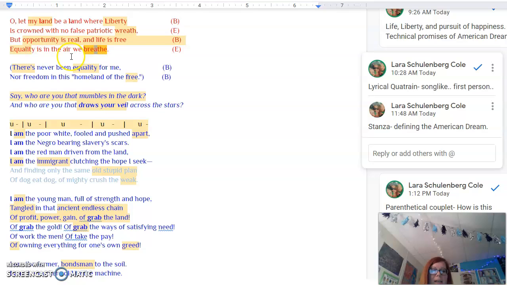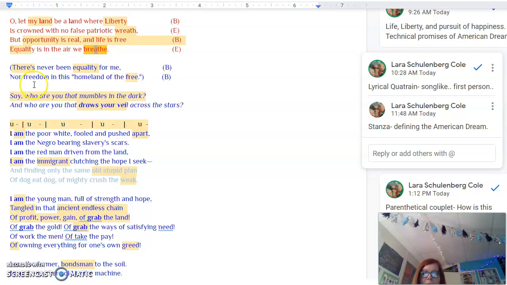And I think in the stanza, what I've noted over here is we've got the authors defining the American dream. I also made a note that this is very lyrical, which is a style of poetry. Lyrical poetry is song-like and in first person. So I see that quatrain has a very lyrical component to it. So again, I'm just starting to note some of the genre types and the technical aspects there.